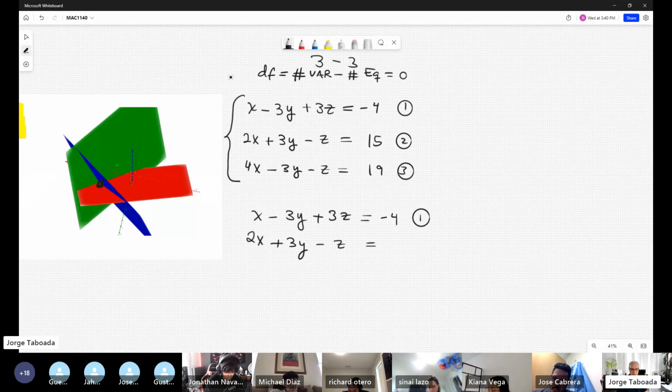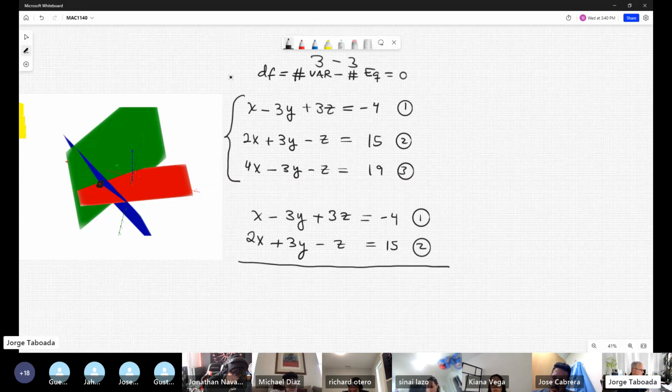I realize that in equation 1 and equation 2 we have minus 3y and plus 3y. Wow! So it is ready for elimination. Do you see that? Yeah, Kiana. So, equation 1 plus equation 2. Remember, guys, I put it in standard form, in alphabetic order: the X column, the Y column, the Z column.